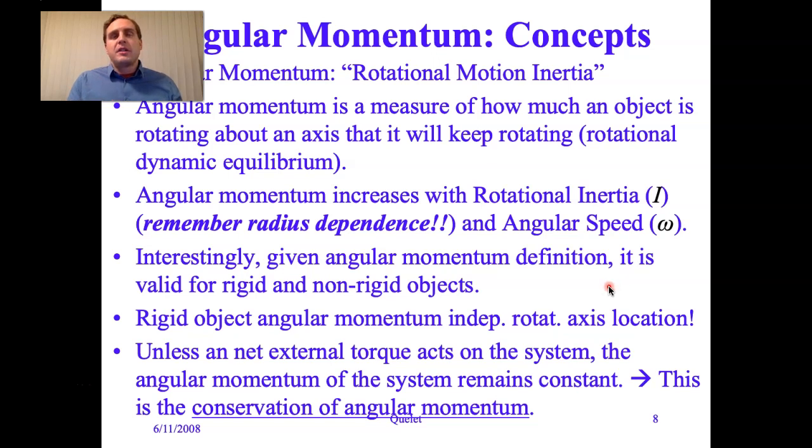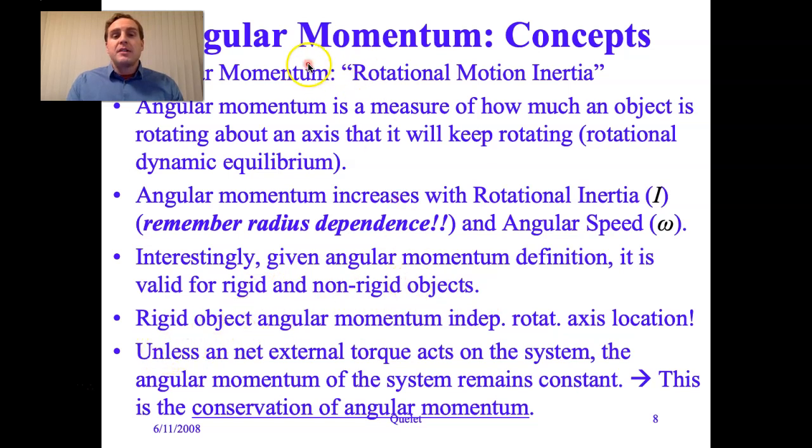Now, of course, if an object is unconstrained, in other words, if it's not tied down to a rotation axis, objects that are free to rotate will rotate about their center of mass. So it's relatively easy to find the axis of rotation. But it turns out that angular momentum can be defined for a rigid and a non-rigid object.